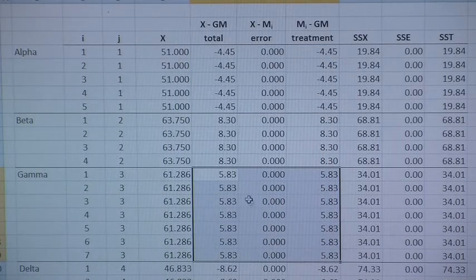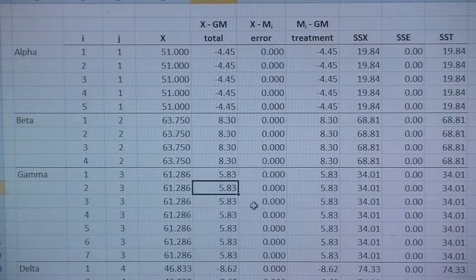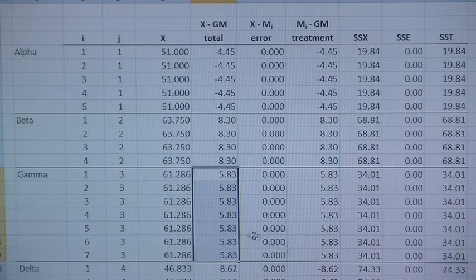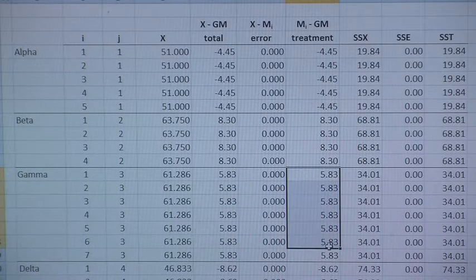Same way for gamma, okay? The total deviation from the grand mean that we need to account for is 5,830 miles for the first vehicle, the second vehicle, the third, the fourth. All of the vehicles that had gamma tires had the same amount of total variability. None of it is attributable to within group variance. All of the variability is attributable to the treatment, okay?